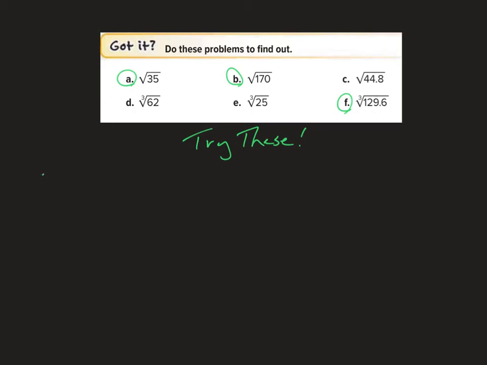So let's take a look at A. We're being asked to find an estimate for the square root of 35. So what I do, I make my number line, and I try to find a perfect square that's larger than 35 and smaller than 35.